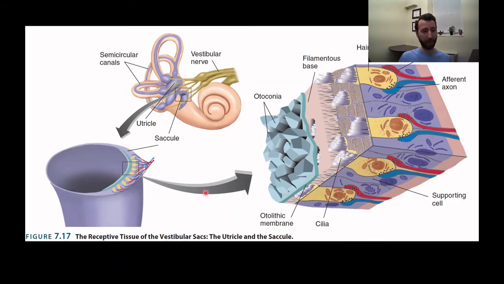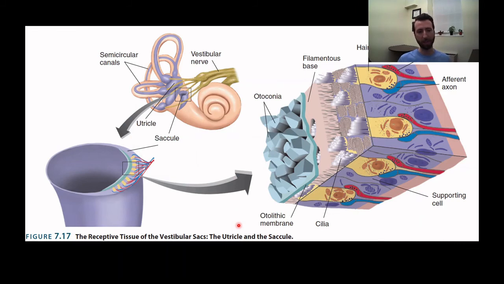So in addition, we have the vestibular sacs, which work in a similar fashion, but a little bit different. We have this filamentous base that contains the cilia, the hair fibers coming out of the hair cells, which are again mechanoreceptors, similar to the other types that we've talked about. We have otoconia, which is basically like a little calcium carbonate rock that is sitting on top of this filamentous base. And it gets moved around as you move your head.